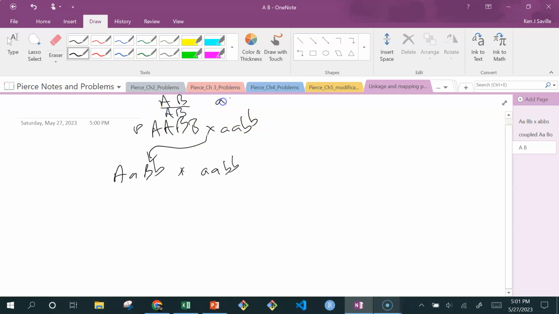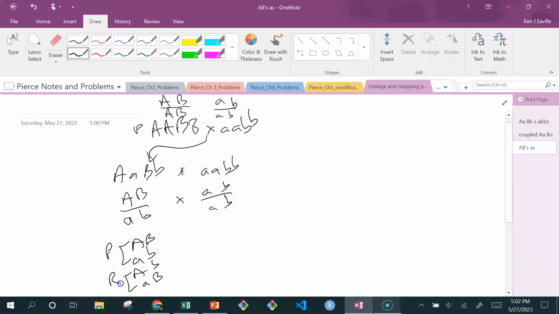And over here, little a and little b start out together on the same chromosome. So we can rewrite this: it gets big A and big B from one parent, and it gets little a and little b from the other parent. So that's what we mean by coupled. And then we do this test cross, and big A and big B and little a and little b are the parentals, and then big A and little b and little a and big B are the recombinants.